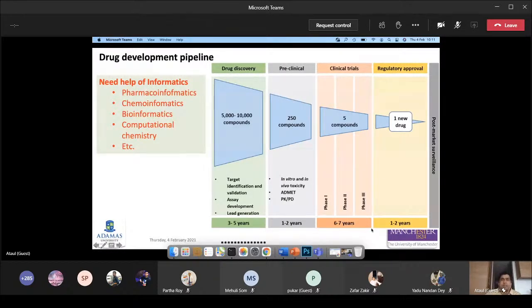In this situation, we need smart techniques which can help the drug discovery process and reduce the time taken and the cost. Here pharmacoinformatics, cheminformatics, bioinformatics or computational chemistry are related fields. Bioinformatics is basically biological informatics, and cheminformatics is more oriented to chemistry. I would prefer the term pharmacoinformatics, which is very much helpful in this situation.